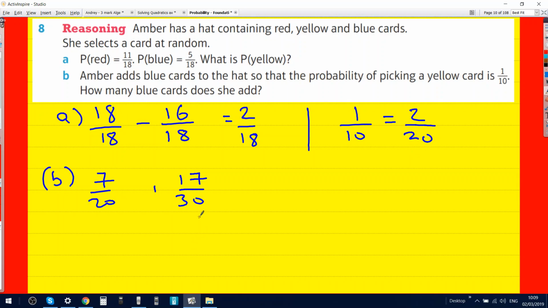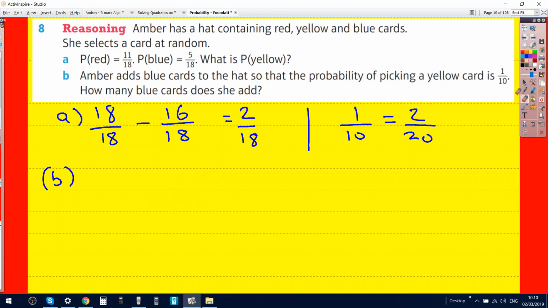That's never gonna get it. Amber adds blue cards to the hat. Oh, of a yellow. Sorry. Oh, yellow. So she originally has 2 over 18. So couldn't she just add? She couldn't add 8 because if it was, it'd be 10 over 26, and you can't really get that down to 1/10.